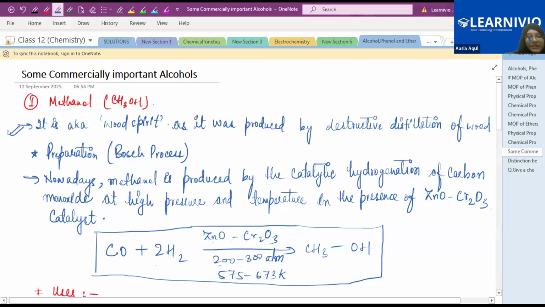Methanol is also known as wood spirit. Do you know why it is known as wood spirit, Ali? Ma'am.